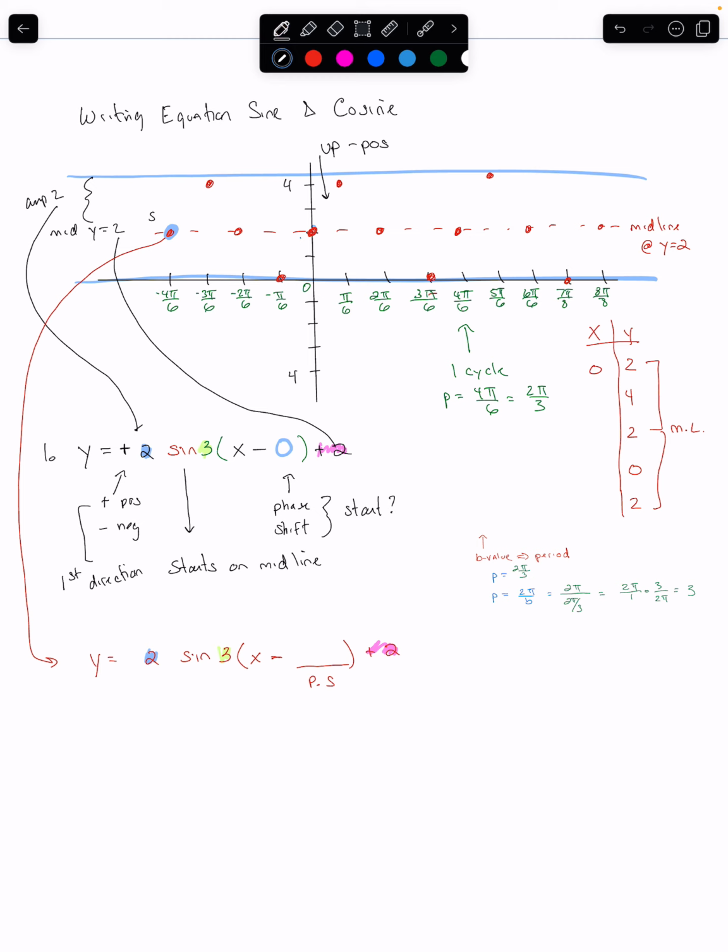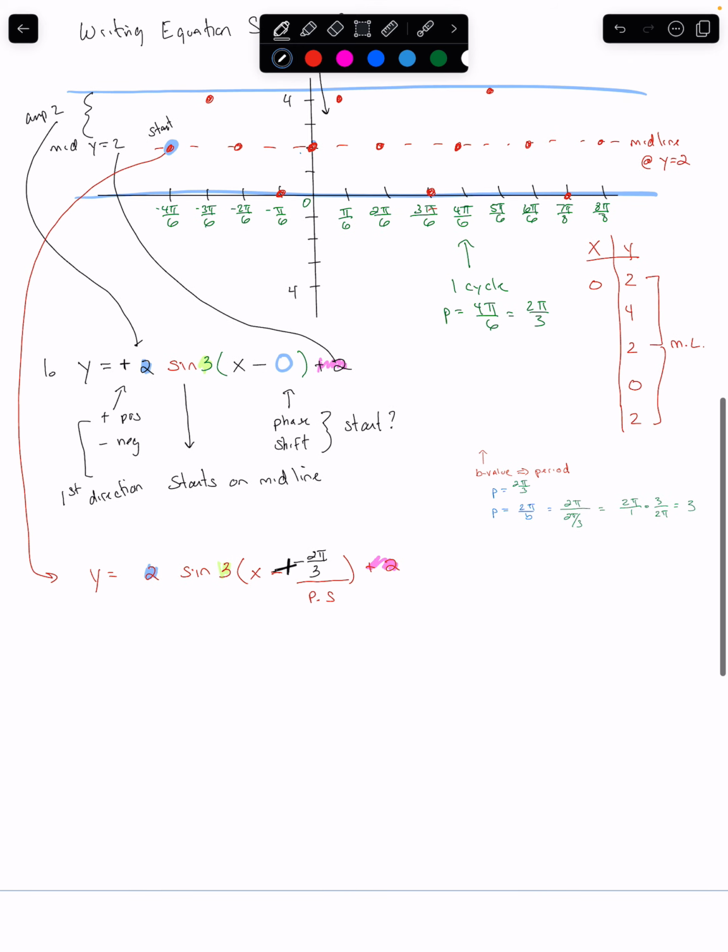Okay, so in this first example, I'm starting at negative 4 pi over 6, or negative 2 pi over 3. So in here, my phase shift, I'm going to put negative 2 pi over 3, which ultimately simplifies to plus 2 pi over 3. So that's my first equation starting at that point. Let's do another equation here. Let's say, again, 2 sine 3, open this up, x minus my phase shift, plus 2. I'm going to erase this piece here.